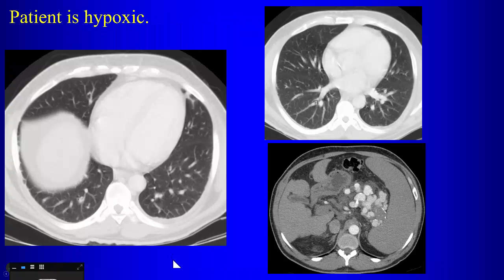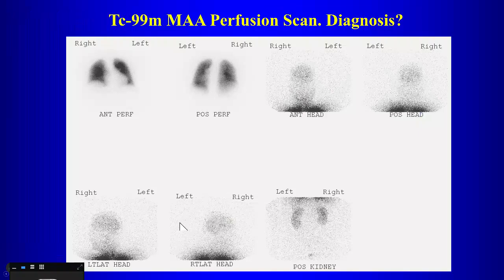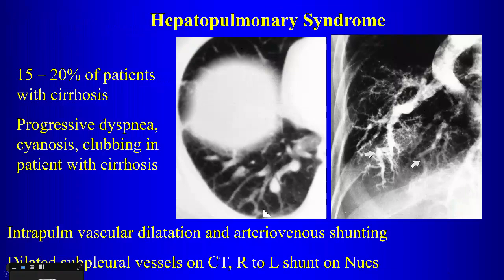This is hepatopulmonary syndrome. These patients develop small arteriovenous shunts in the periphery of the lungs, and that's why the vessels are dilated all the way to the periphery of the lungs. And that's where the right to left shunting occurs. It occurs here in the periphery of the lungs, and these patients can be hypoxic.